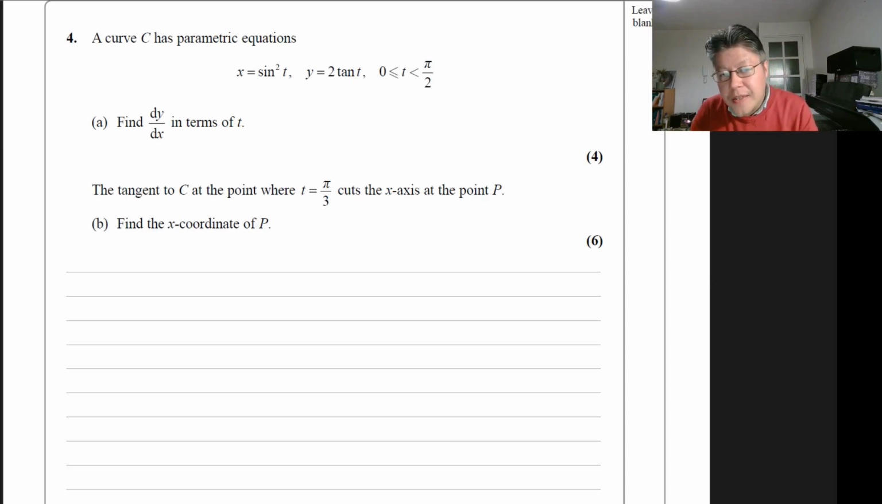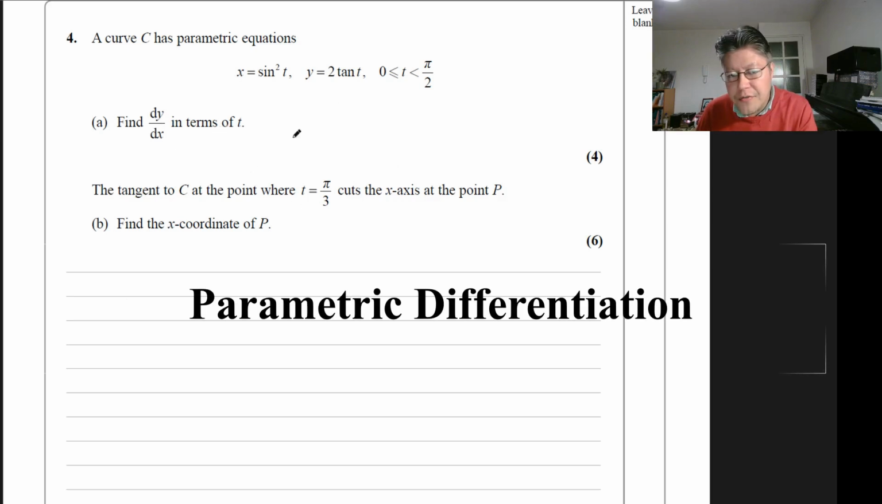Okay, so in this question we're given a parametric equation, x equals sine squared t and y equals 2 tan t. In part A, we need to find dy dx, so we need to differentiate it, and that's going to involve parametric differentiation. Part B is going to involve y equals mx plus c. So let's begin part A.